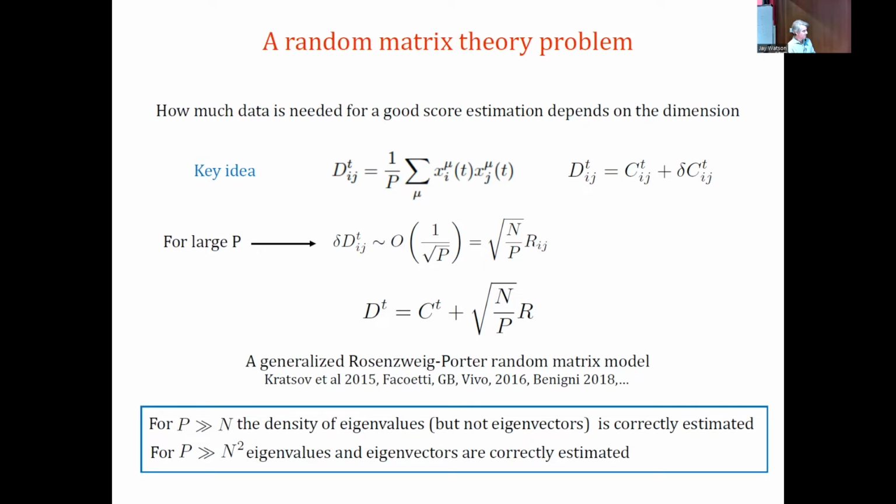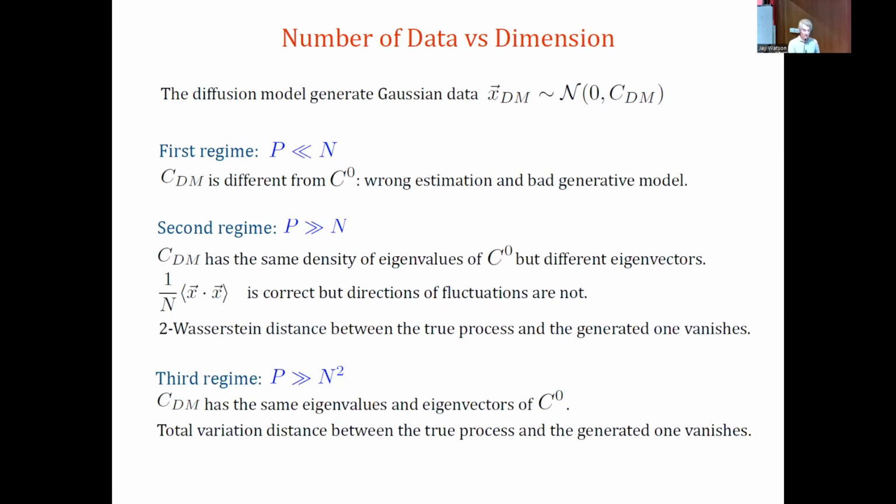In our case, we are in a different situation because this is a more complicated matrix, but that's the idea. What we have is that the matrix that we want to estimate is corrupted by a random matrix times something which is square root of N divided by P. And we can use the same kind of argument that we use for the Rosenzweig-Porter model. So cutting a long story short, what you get in this case is that in generative diffusion for Gaussian high dimension, you can find three regimes.